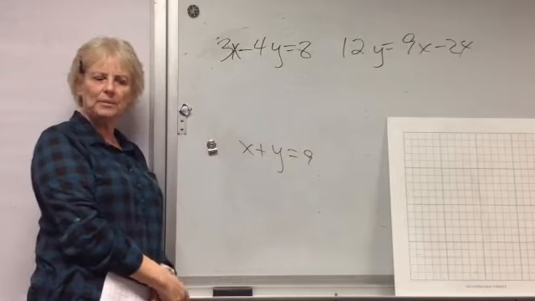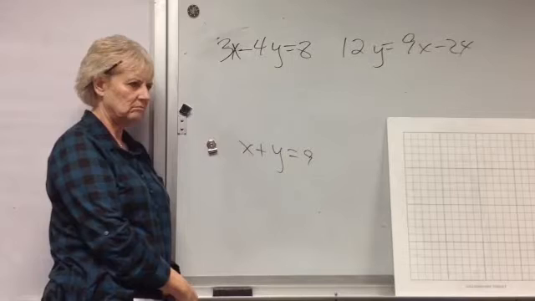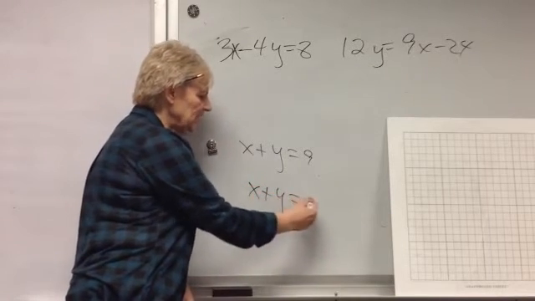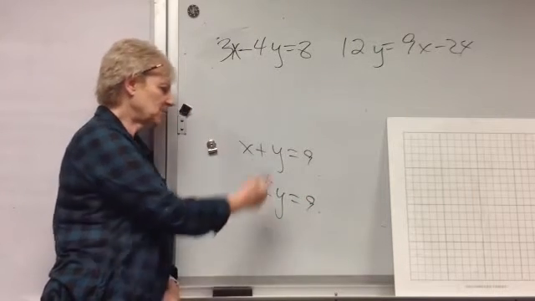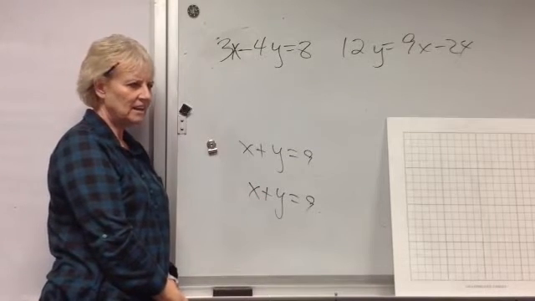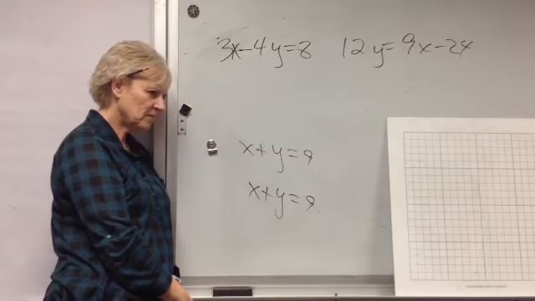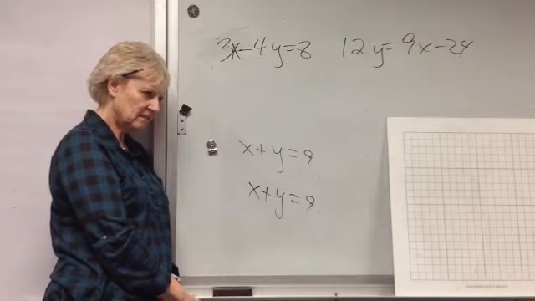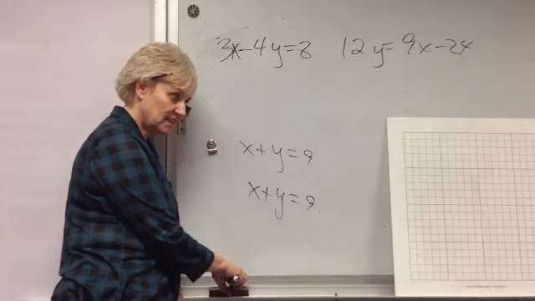Somebody give me an ordered pair that works. 6 and 3. Is there one that's going to work here that doesn't work here? Negative 6 and 3. Negative 6 and 3 is not 9. Oh, never mind. It has to add up to 9. So 2 and 5. 2 and 5 is 7, so it doesn't add up to 9, so it doesn't work.